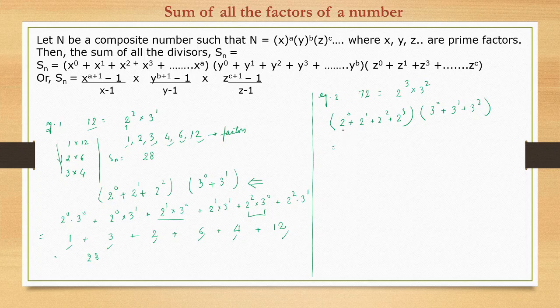We can individually add the terms here. So this becomes 1 plus 2 plus 4 plus 8, and here it becomes 1 plus 3 plus 9. So what does it become? 1 plus 2 is 3, 7, 15, into 13. What would it be?